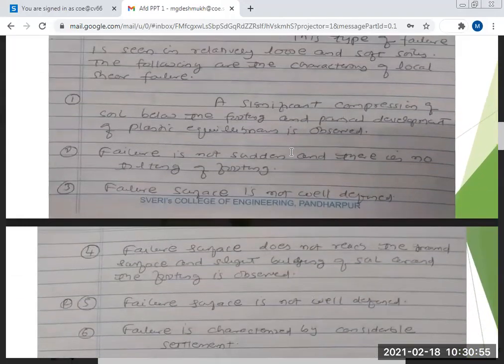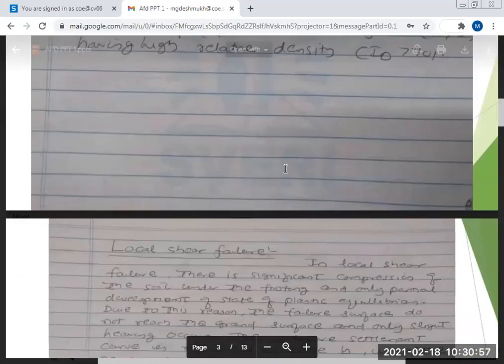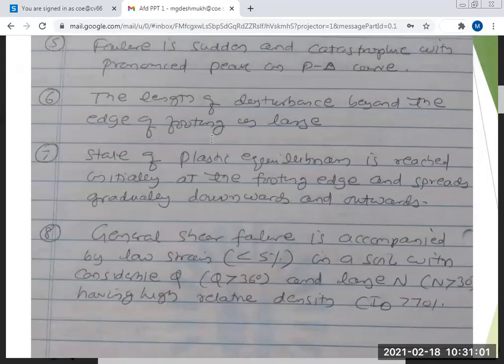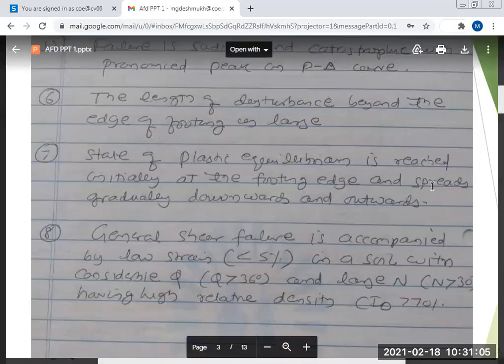Then, this is what I was telling you. The length of disturbance beyond the edge of the footing is large. Of course, the length is very large here. The state of plastic equilibrium is reached initially at the footing edge and spreads gradually downwards and then outwards. Of course, after the elastic zone, plastic equilibrium will start.